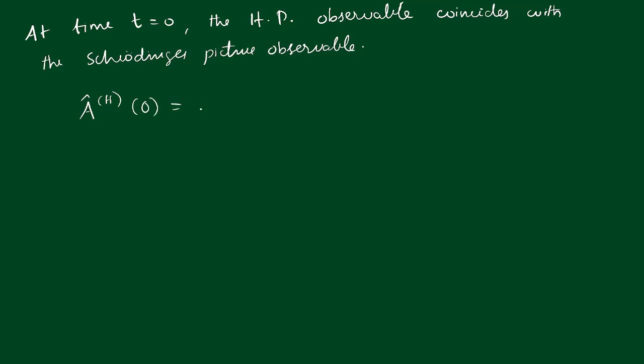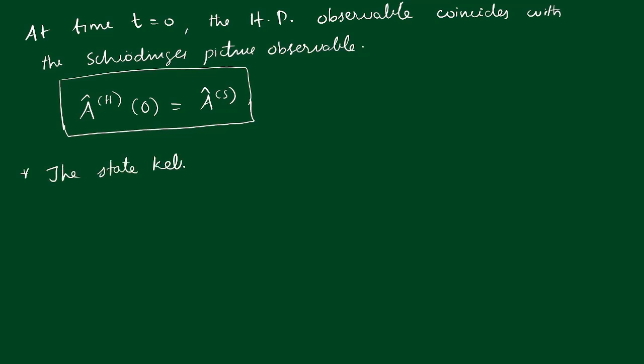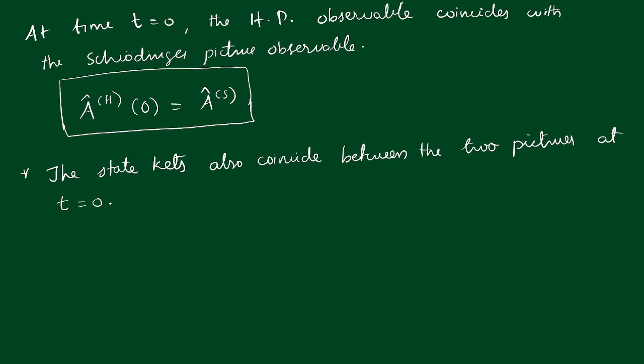So we can write it like this: A_H of 0 is equal to A_S. The Heisenberg picture operator at time 0 is equal to the Schrodinger picture operator at all times. Okay, what about the state kets? The state kets also coincide between the two pictures at t equal to 0.